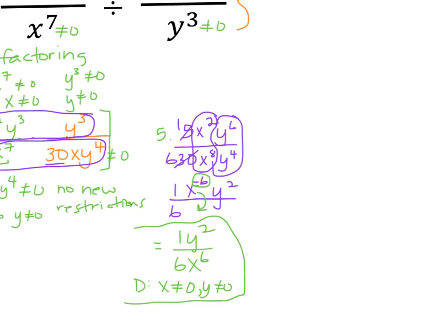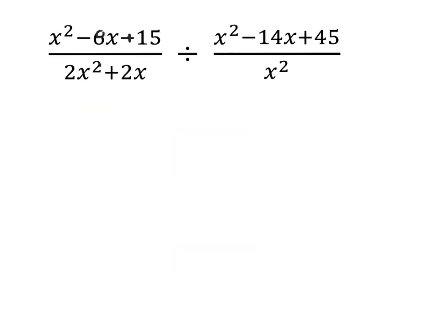All right, let's try one now that includes factoring. For our second example, we have x squared minus 8x plus 15 over 2x squared plus 2x divided by x squared minus 14x plus 45 over x squared. Step 1, we want to factor both numerators and denominators completely.